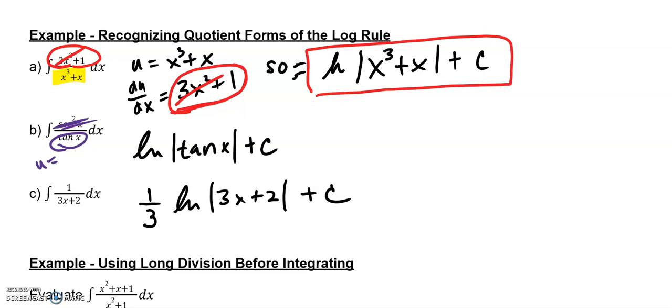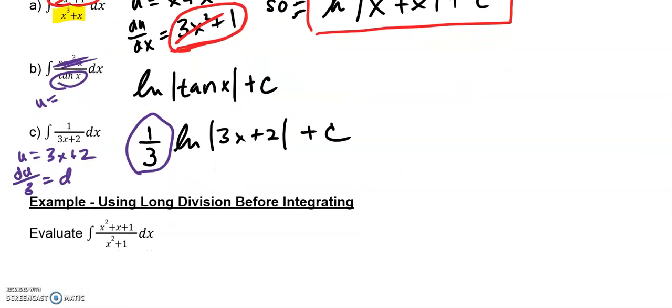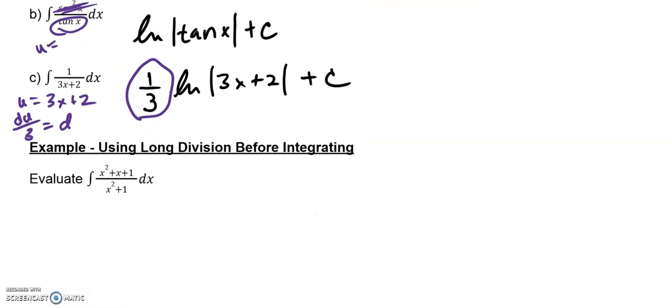And then on part C, this one is a little bit different because when your u is 3x plus 2, it doesn't cancel out with the 1. Obviously, because when you solve for the dx portion, you would have du over 3 is equal to dx. So that's where this 1/3 comes from. And it's a constant, so it can just be pulled out front. So then you would have 1/3 the natural log of the quantity 3x plus 2, plus your c. Okay? So remember that as you're going through and solving some of these.